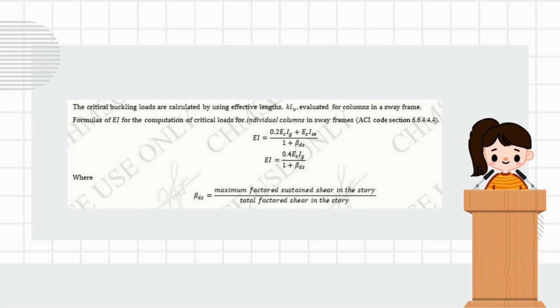Formulas of EI for the computation of critical loads for the individual columns in sway frames: EI is equal to 0.2 E sub C, Ig plus E sub S, I sub SE, all over 1 plus beta ds. Or EI is equal to 0.4 E sub C, Ig all over 1 plus beta ds, where beta ds is equal to the maximum factored sustained shear in the story over the total factored shear in the story.